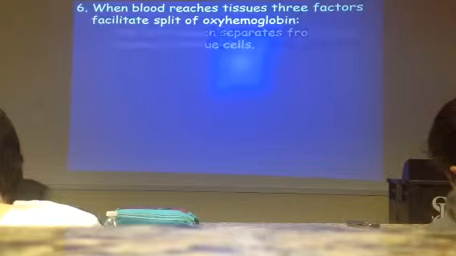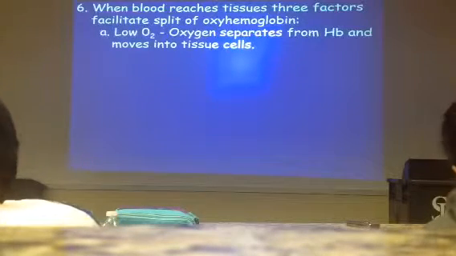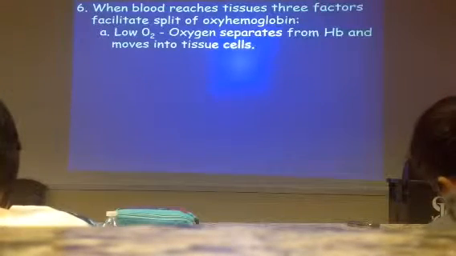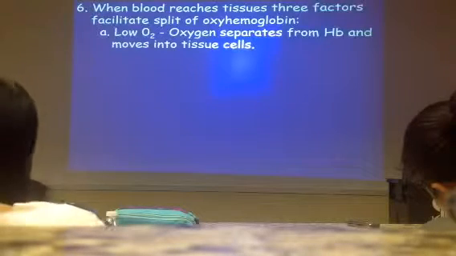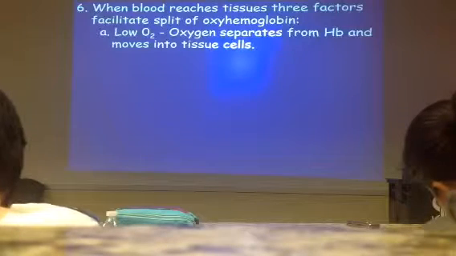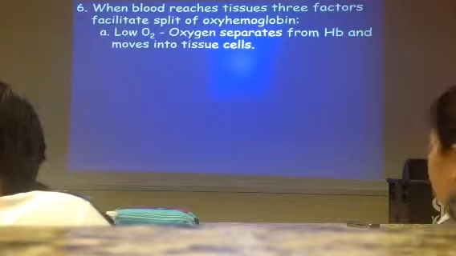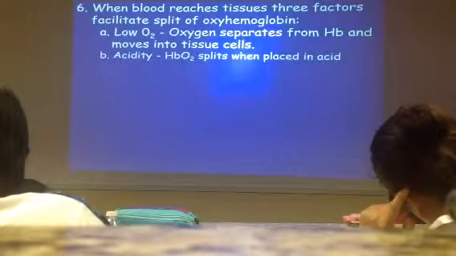First of all, low O2. Oxygen separates from hemoglobin and moves into the tissue. When it gets in the tissues where the oxygen is lower, then the hemoglobin gives it up. It gives up the oxygen to the tissues, to the cells. Why is the oxygen important for the cells? Because of cell respiration. Obviously. Cell respiration. All right, another one. Acidity.